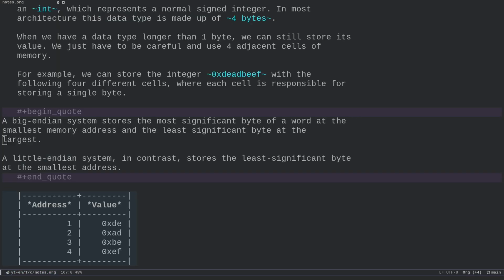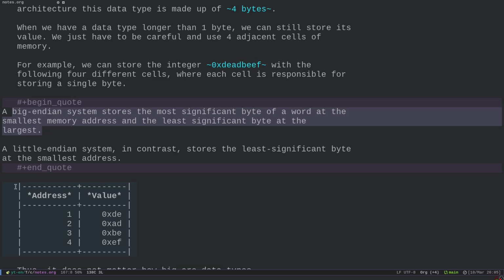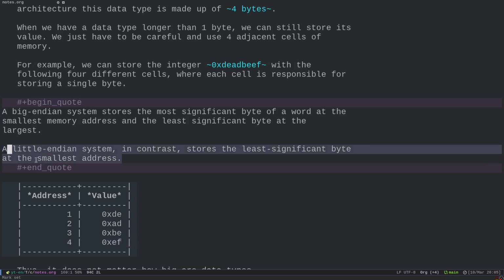So I just did a quick check on Wikipedia and it said a big endian system stores the most significant byte of a word at the smallest memory address and the least significant byte at the largest memory address. So basically it's what I've written here. We have addresses 1, 2, 3, and 4. We have the most significant byte at the smallest address, because the DE, the one on the left, is the most significant byte, and we store it at the smallest. And EF is stored at the largest memory address. A little endian is the opposite. It means that we would first find EF, then BE, then AD, and finally DE.